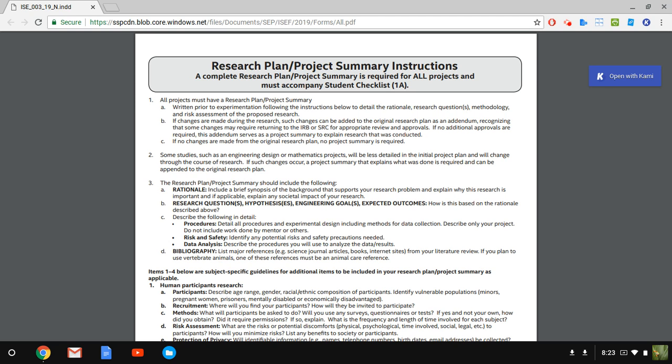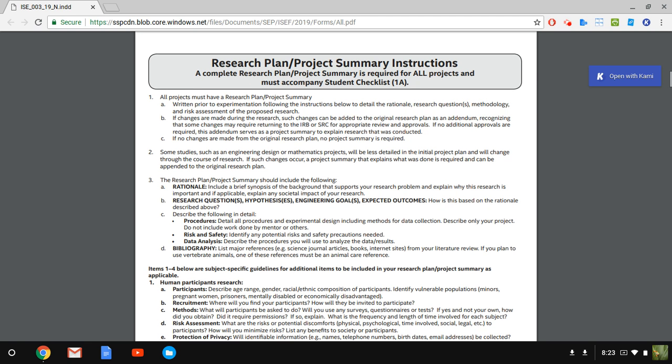Something that I cannot stress with you enough is the B option here. If changes are made during research, such changes can be added to the original research plan as an addendum, but you must notify me of that. So you should notify me and then your IRB of that one. And I'll take care of letting your review board know as long as you let me know. But you absolutely must notify us of changes. This was a significant problem for somebody last year.